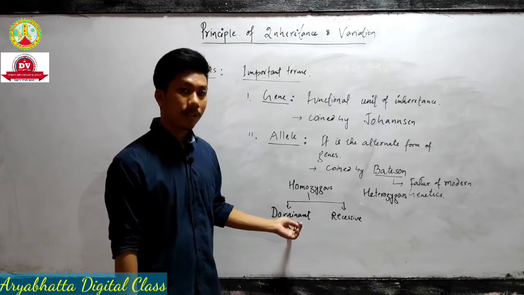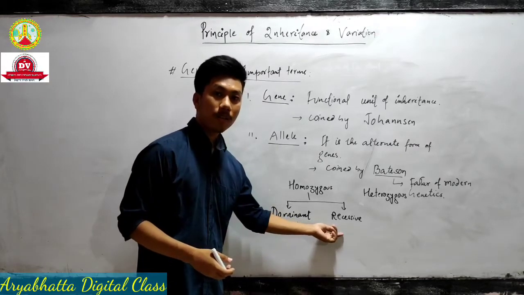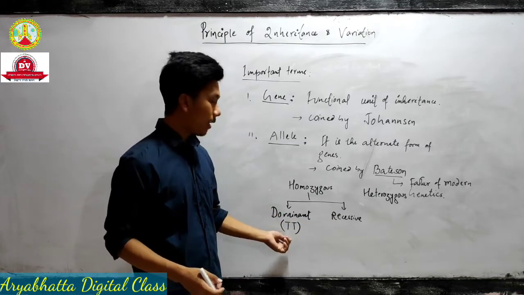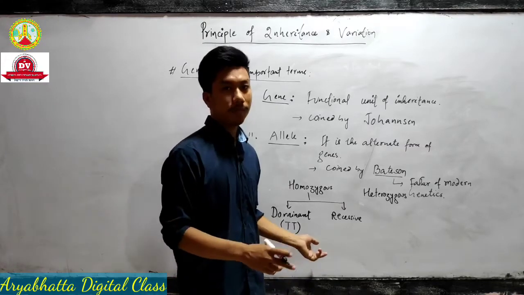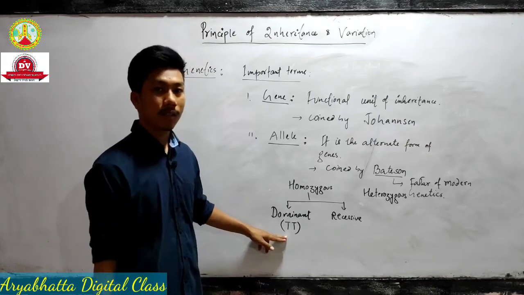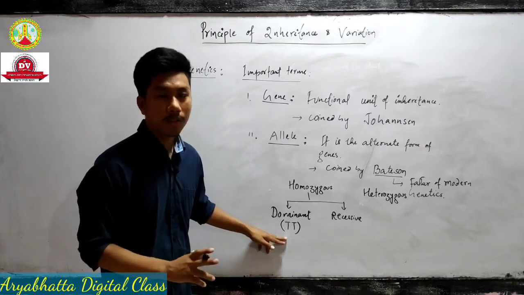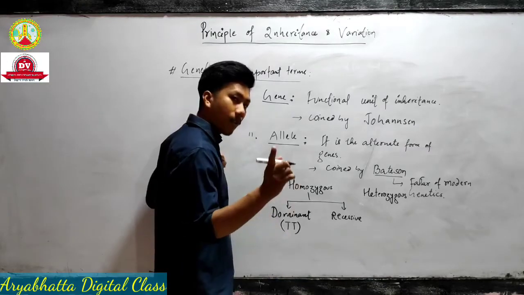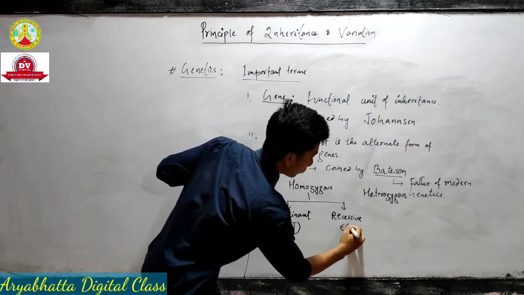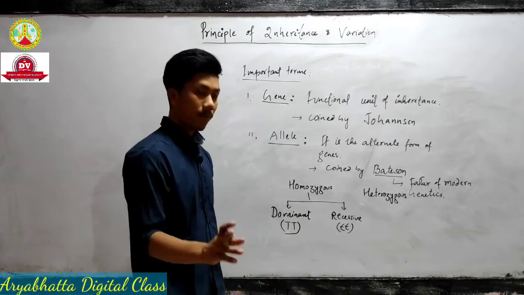When we write capital T for tall dominant, we represent the recessive one, the dwarf, with the same letter, but as a small letter. Tall is T, so we represent dwarf with the same letter only, not D, not small d. Recessive will be small t. So be careful.